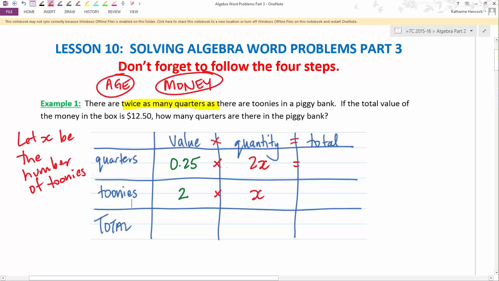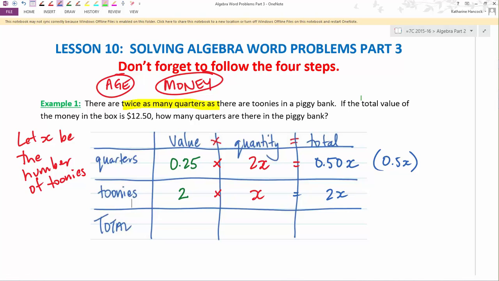So 0.25 times 2x, that's going to give us 0.50x. And if you want to write it as just 0.5x, that's fine, either way. So we multiply across the value of the coin times how many coins we have. It's still going to be in terms of x, but we have our total. Now when we look at the toonies, we have 2 toonies times x. That works out nicely. That's going to be just 2x.